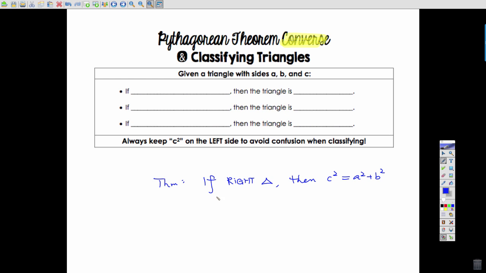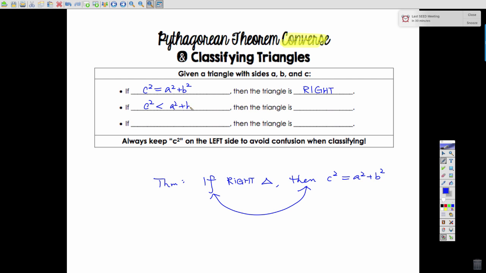So for the converse, we just need to swap the if-then. Swap the hypothesis with the conclusion. So I say if my 3 sides happen to have this relationship, if c squared equals a squared plus b squared, then this triangle is a right triangle. And if c squared is less than a squared plus b squared, then I have an acute triangle. And if c squared is greater than a squared plus b squared, then I have an obtuse triangle.